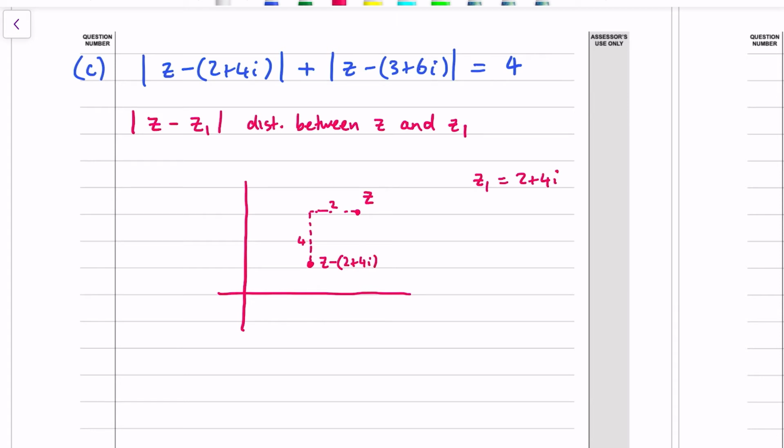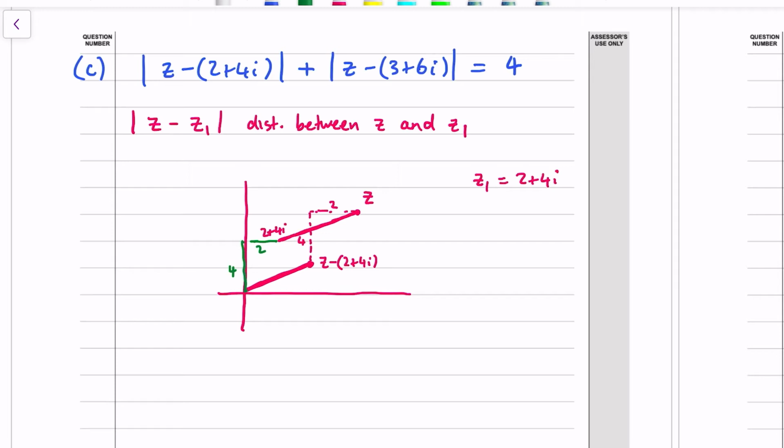And the modulus of that, well, 2 plus 4i, if I look at this distance here, the modulus, this length here is the modulus of z minus 2 plus 4i. It's the distance of that complex number from the origin. It's going to be the same as the distance between z and 2 plus 4i, because this will be 2 and this will be 4. Okay, so this is like a parallelogram there.